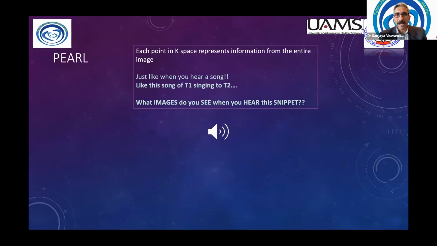So I'm going to play you a song, and I want you to think of what images you see in your brain when you hear this particular snippet of the song. And I am told that historically this song, though it was in a movie, was made because there was an MRI person who wanted to hear the song of T1 singing to T2. Okay. So perhaps this song is familiar to some of you, and I'm playing the song. I want you to close your eyes and see what images you hear. Okay, so let me play the song.